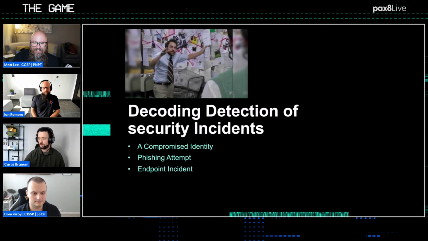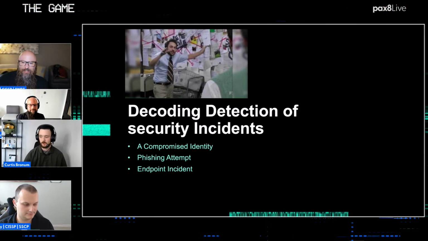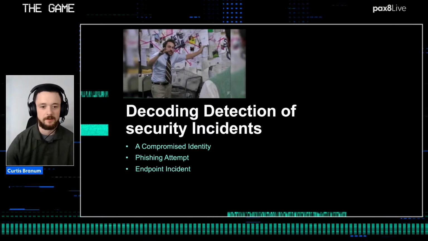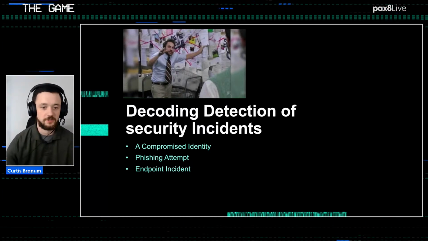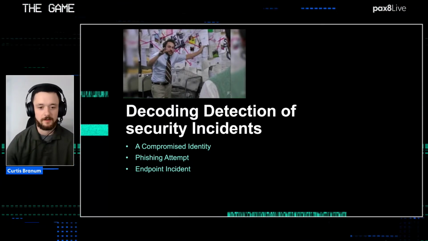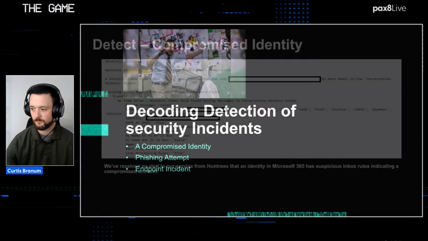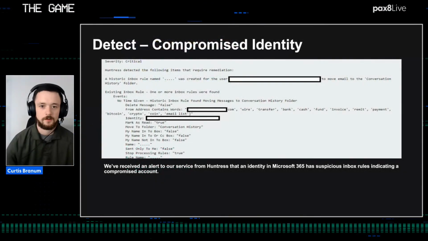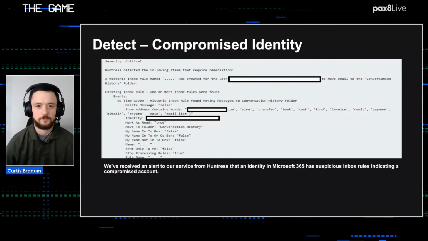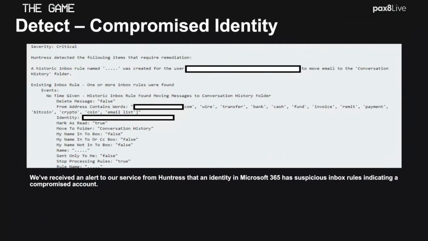So I'll go ahead and go into some of these alerts here. We have a compromised identity, a phishing attempt, and then an endpoint incident. So for the first incident, I guess to give you a little background on this incident as well.